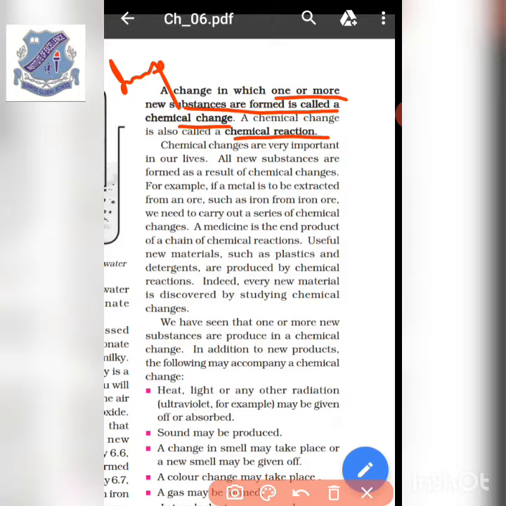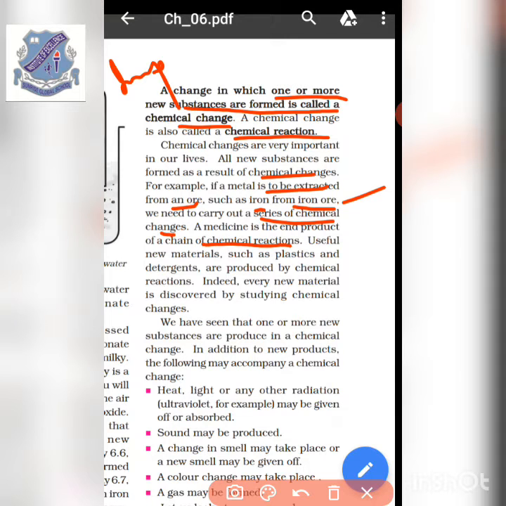Chemical changes are very important in our lives. All new substances are formed as a result of chemical changes. For example, if a metal is to be extracted from an ore, such as iron from iron ore, we need to carry out a series of chemical changes. Iron ore is generally found underground, and from there we take out the pure substance iron. Many chemical reactions have to be performed, and only then can we obtain iron. A medicine is the end product of chemical reactions.